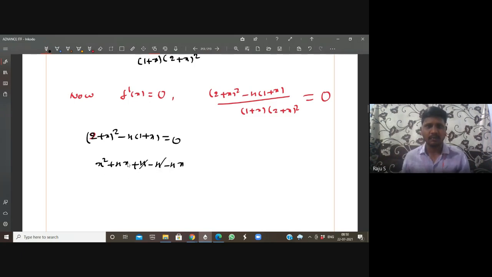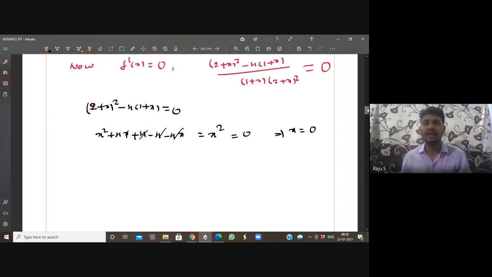Okay, 4 gets cancelled. This is equal to x square. Okay, x square is equal to 0, which implies x is equal to 0. See here, the critical point is x is equal to 0. What is the critical point? Critical point we got is x is equal to 0.